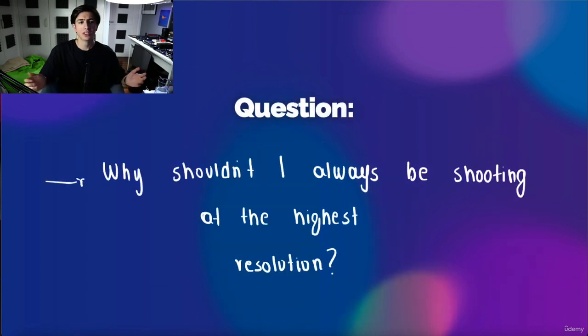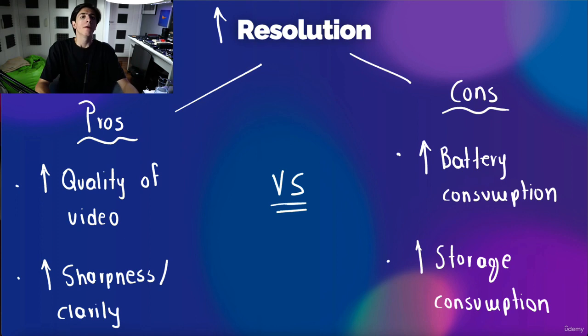Now, this is a very good question. Why shouldn't I be always shooting at the highest resolution? I bought my phone because it has the ability to shoot 4K video. Why shouldn't I be always shooting at 4K? The answer, just like in frame rates, is the fact that we have both pros and cons in resolution, just like in anything in life.